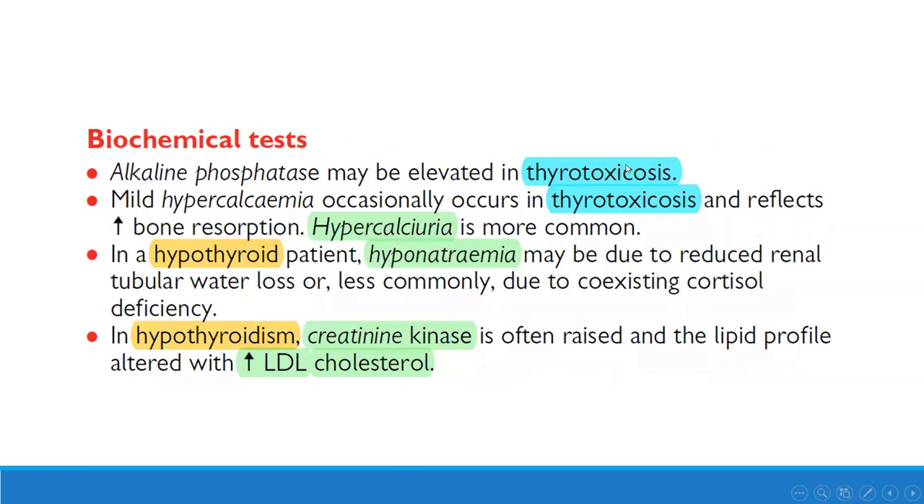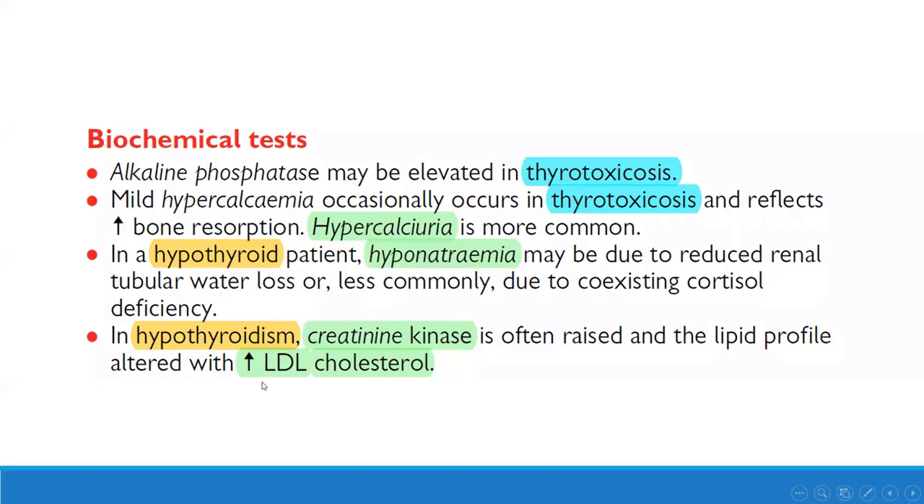Hypothyroidism may also present with microcytic anemia due to menorrhagia and impaired iron utilization. Alkaline phosphatase may be elevated in thyrotoxicosis. Don't forget this. Mild hypercalcemia may also be present in thyrotoxicosis, and the patient may present with itching or hypercalciuria. In hypothyroidism, the patient may present with hyponatremia, creatine kinase is often raised, and the lipid profile is altered with increased LDL cholesterol. And how to manage dyslipidemia in a patient with hypothyroidism? By giving thyroxine replacement therapy, not a statin.